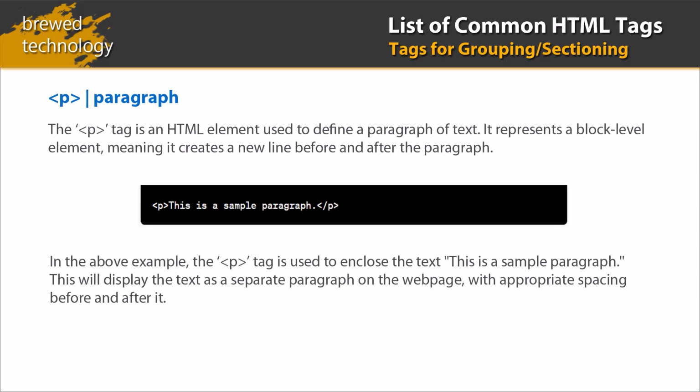The p tag is an HTML element used to define a paragraph of text. It represents a block-level element, meaning it creates a new line before and after the paragraph. In our example, the p tag is used to enclose the text, "This is a sample paragraph." This will display the text as a separate paragraph on the web page, with appropriate spacing before and after it.